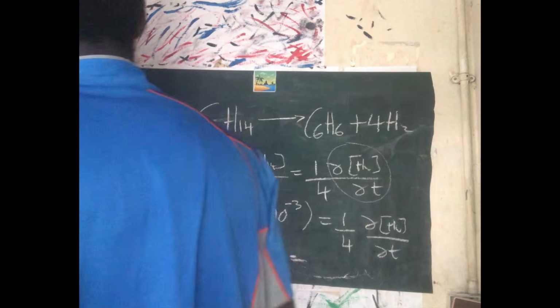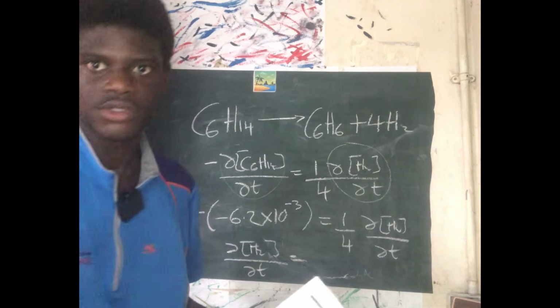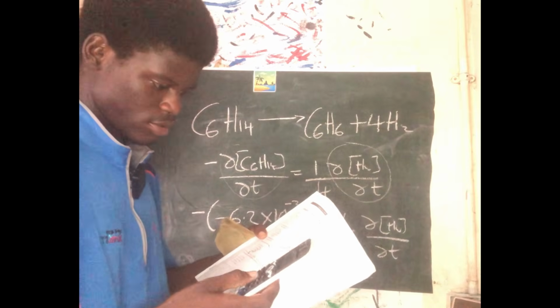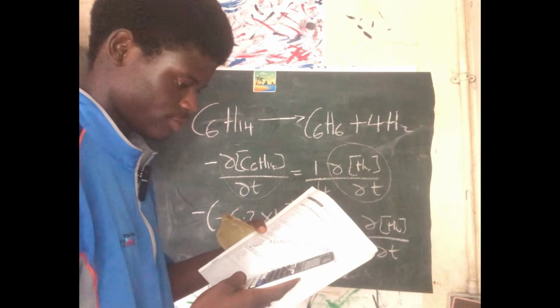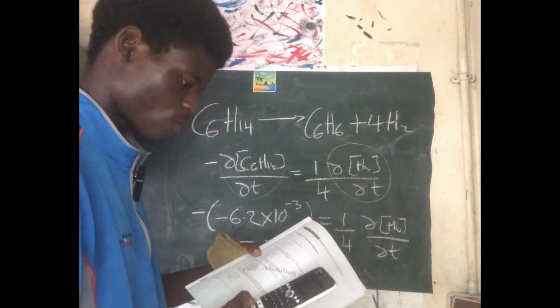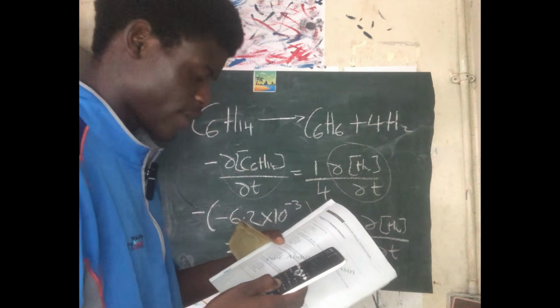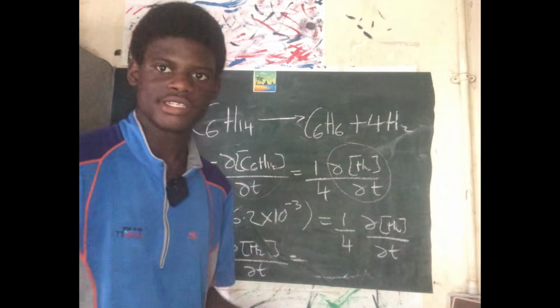Let's do that using a calculator. That will be 6.2 times 10 raised to power minus 3, times 4. That will be 2.5 times 10 to the minus 2. So that's option C.